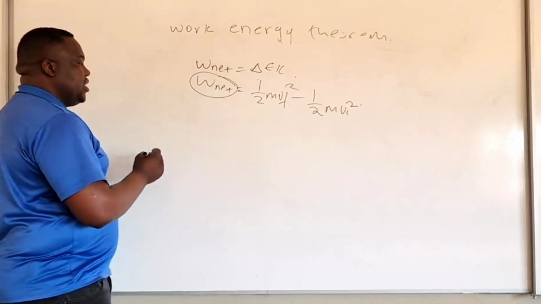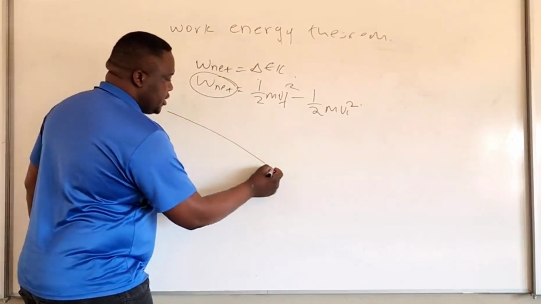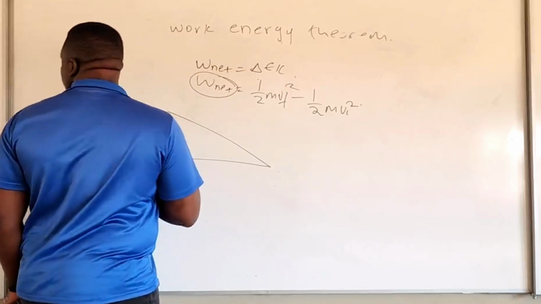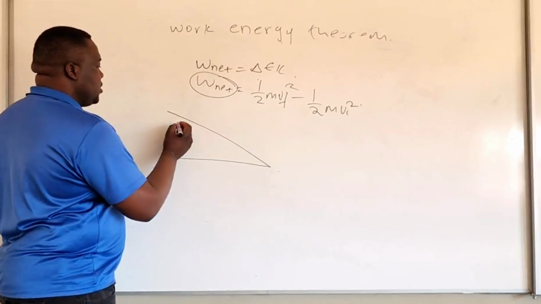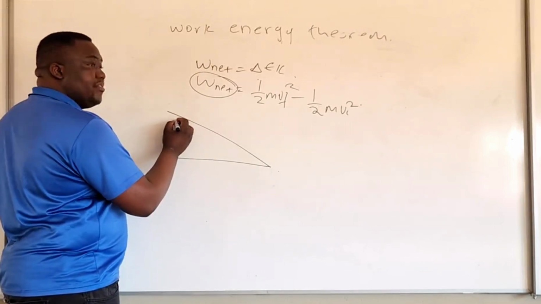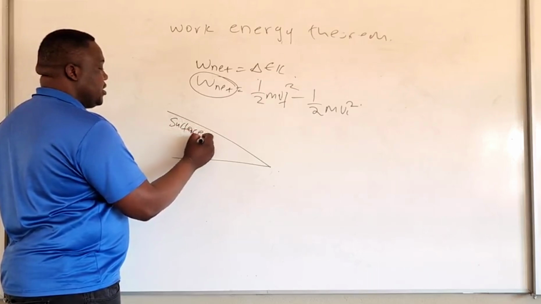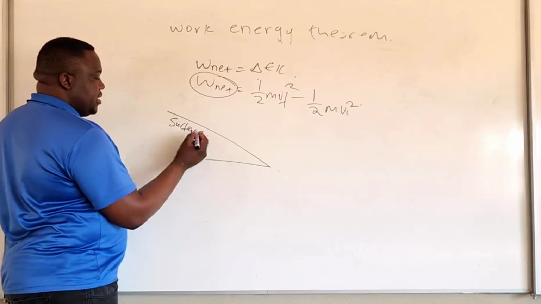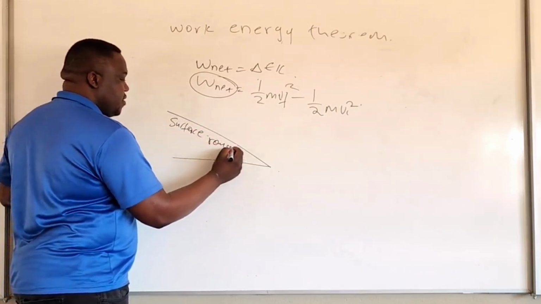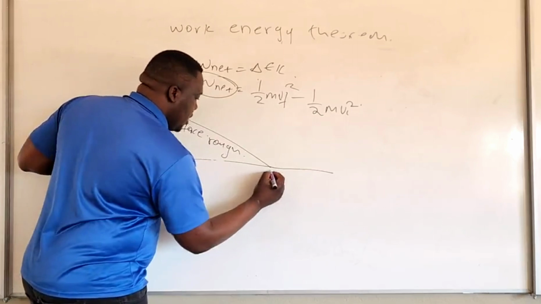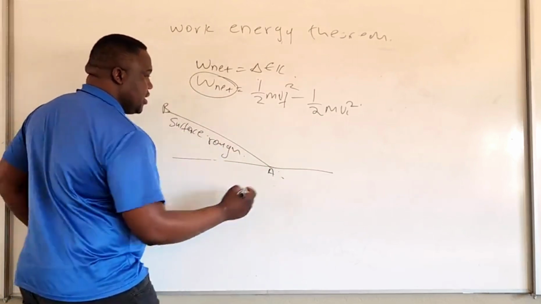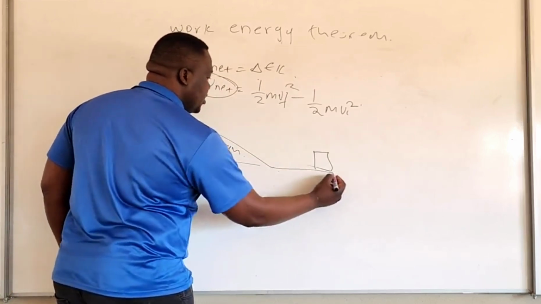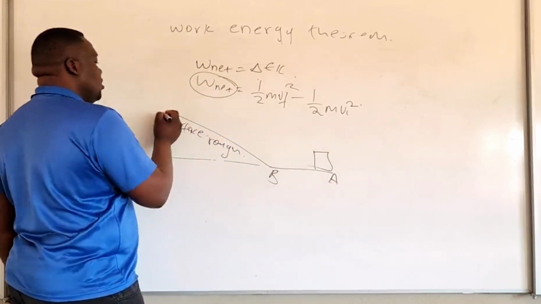Okay, let's say I give you this scenario. Here's the scenario. Can you see that? Then this is the surface. Can you see the surface? It's a rough surface. Then here's a box, with points A, B, C.